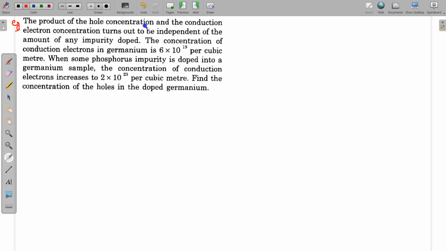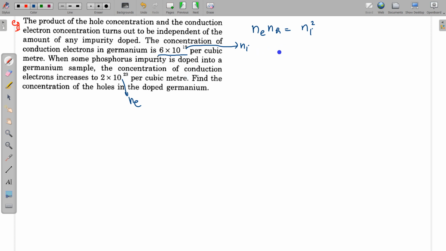Next question. The product of the hole concentration and the conduction electron concentration turns out to be independent of the amount of any impurity doped, and the famous relation is that the product of electron concentration and hole concentration is equal to Ni square, the intrinsic concentration square. The concentration of the conduction electron in germanium is this much, so obviously this is the intrinsic concentration. When some phosphorus impurity is doped into the germanium sample, the concentration of conduction electrons increases to this much. So this is your Ni, and this is now Ne. Find the concentration of holes in the doped germanium.